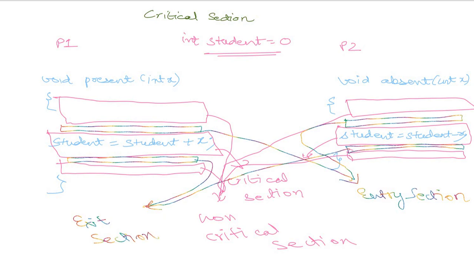So that's it for the basics of what the various sections are and what the critical section is. What's most important in this is the critical section, which is the part of code where we access the shared variables.